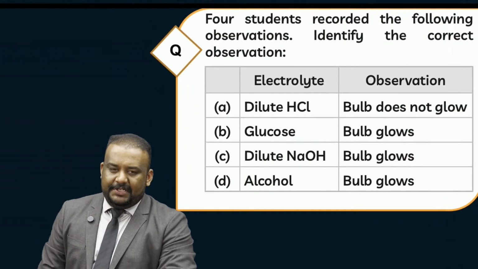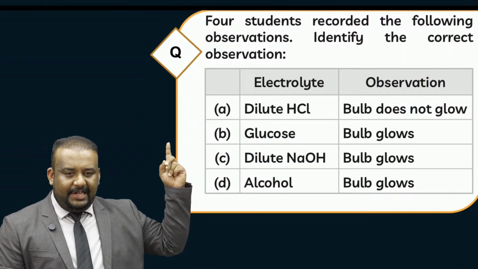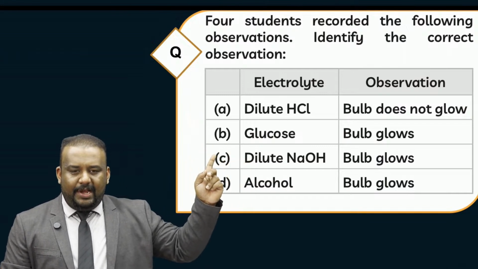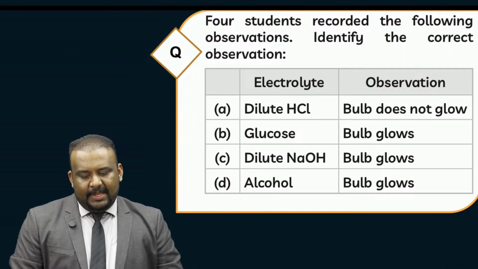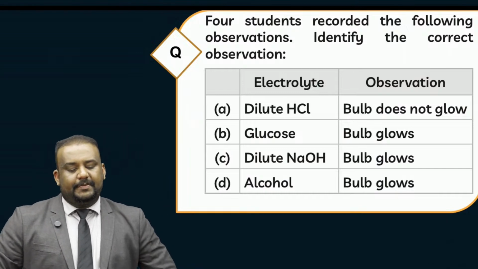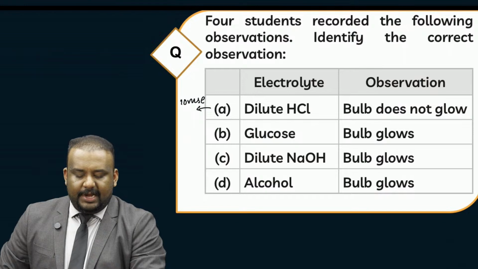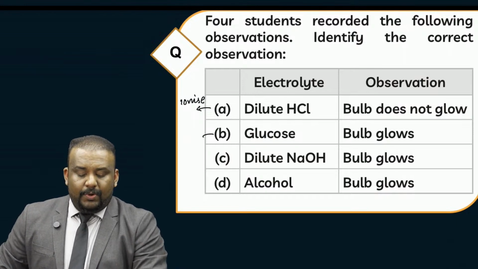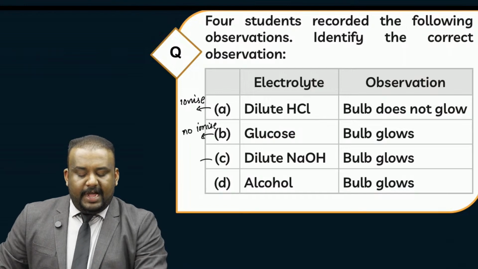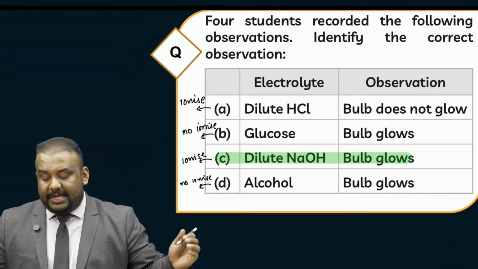Four students recorded the following observations. Identify the correct observation. We have an electrolyte given and the observation is given. Dilute HCl, bulb does not glow. Glucose, bulb glows. Dilute NaOH, bulb glows. Alcohol, bulb glows. Which is the correct observation? See, dilute HCl will definitely ionize, so the bulb has to glow. Glucose is not going to ionize because glucose is a covalent compound. Dilute NaOH will definitely ionize. Alcohol will not ionize. So dilute NaOH, bulb glows, will be the correct observation, right?